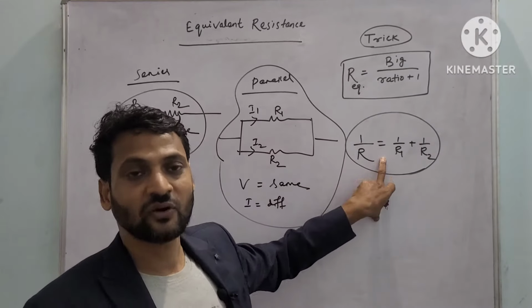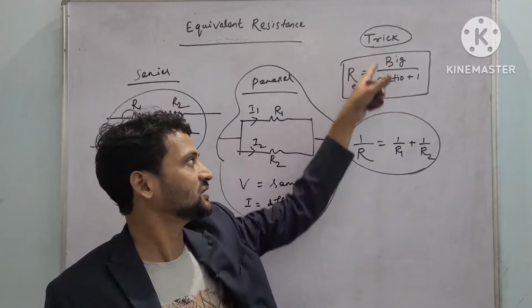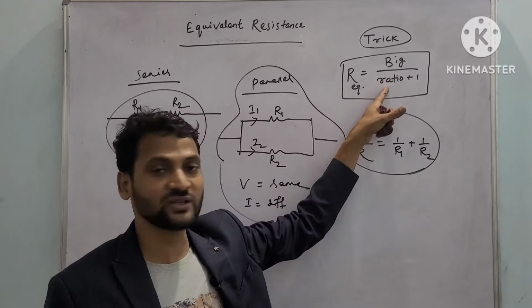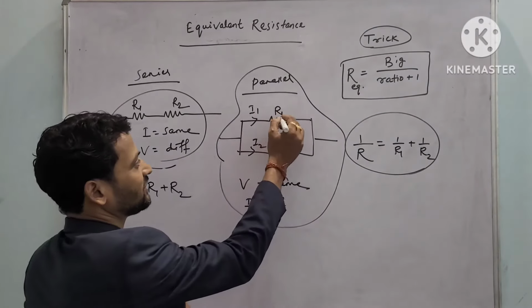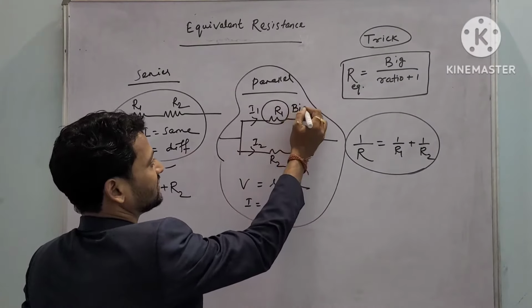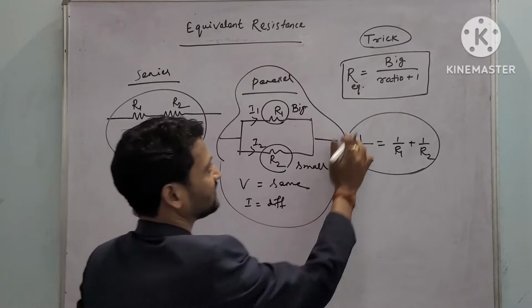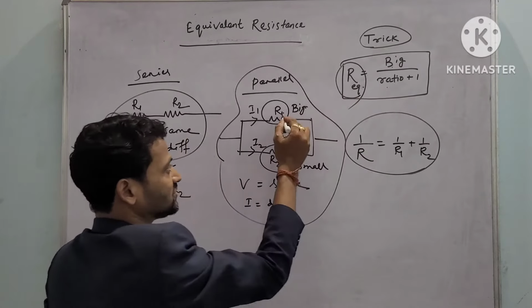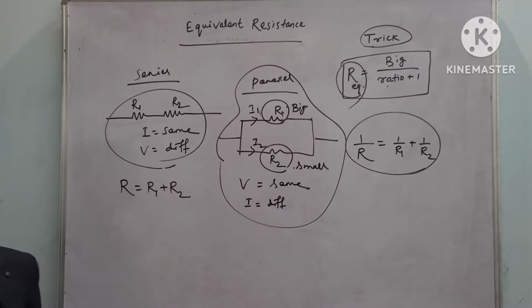Instead of using that formula, better you apply this trick. The equivalent resistance is the bigger one divided by (ratio plus one). Here the ratio is big by small. Let there be two resistances in parallel, one big and the other small. Directly you can find the equivalent resistance: the bigger one by the ratio plus one, where the ratio is big by small. So you can get the answer.